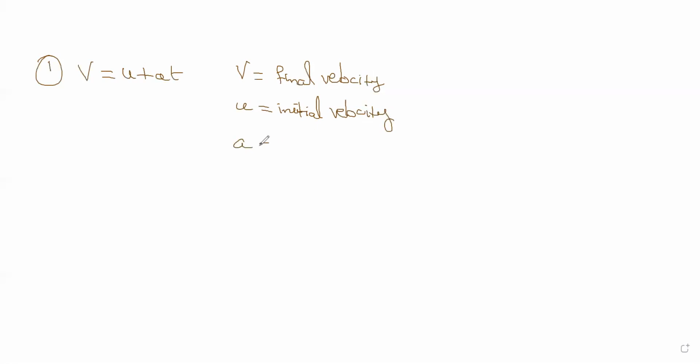The first one, v is equal to u plus at. That is, v is called final velocity, u is called initial velocity, a is called acceleration.